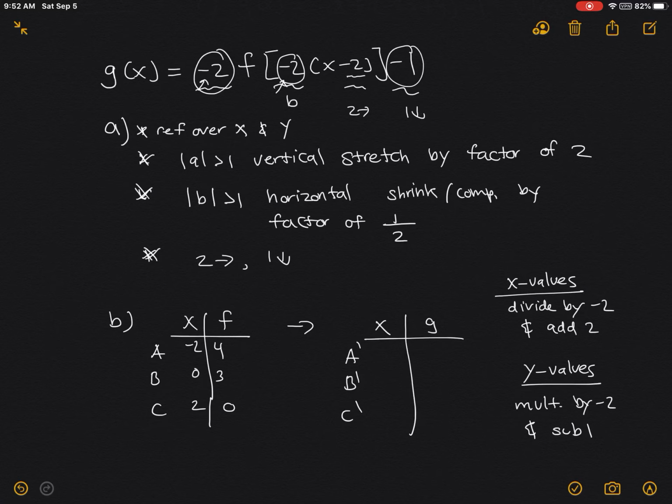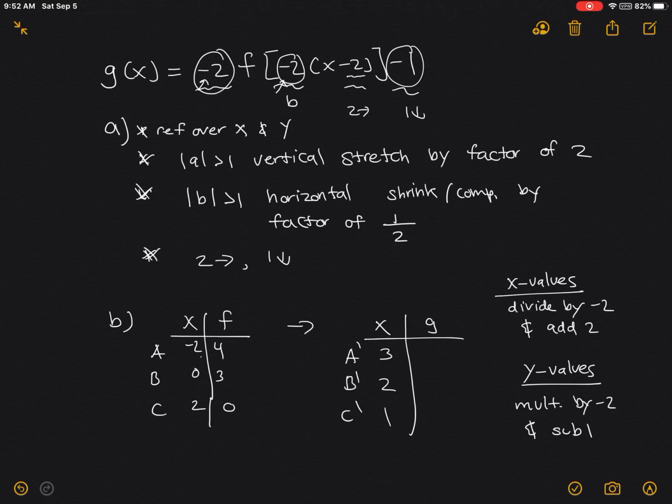Okay, so the last step is just to perform the operations. -2 divided by -2 is +1. +1 plus 2 is 3. For 0, if I divide by -2, that's 0, and if I add 2, that's going to give me 2. 2 divided by -2 is -1, and -1 plus 2 is 1. All right, so for the y values, you need to multiply by -2 and subtract 1.